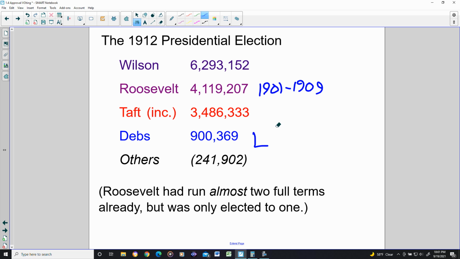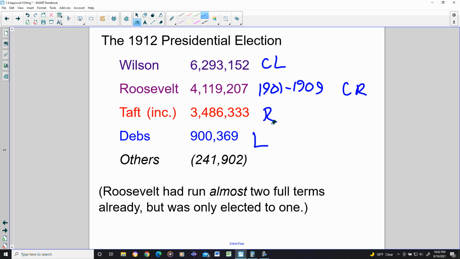Debs is far left. He's a socialist Democratic candidate. Wilson is center left. Roosevelt is center right. And Taft is definitely on the conservative end, so he is on the right side. And so these candidates each have an interesting view.